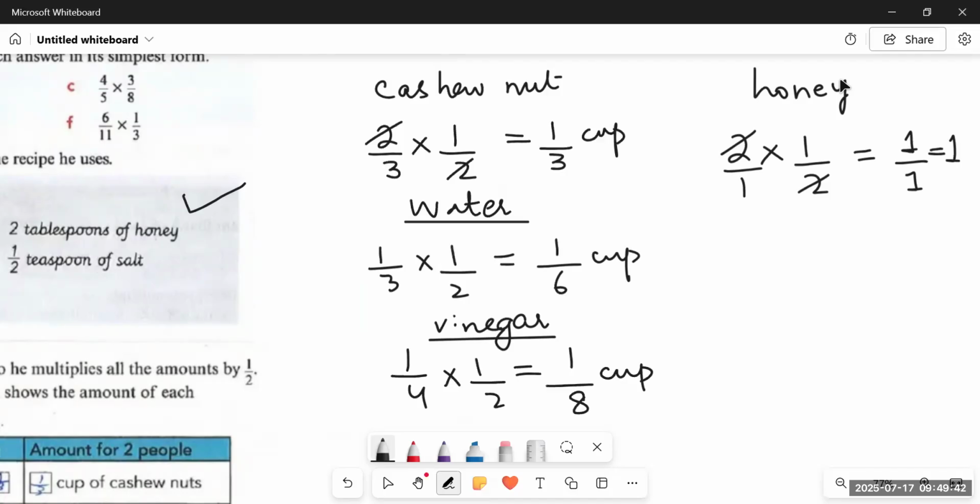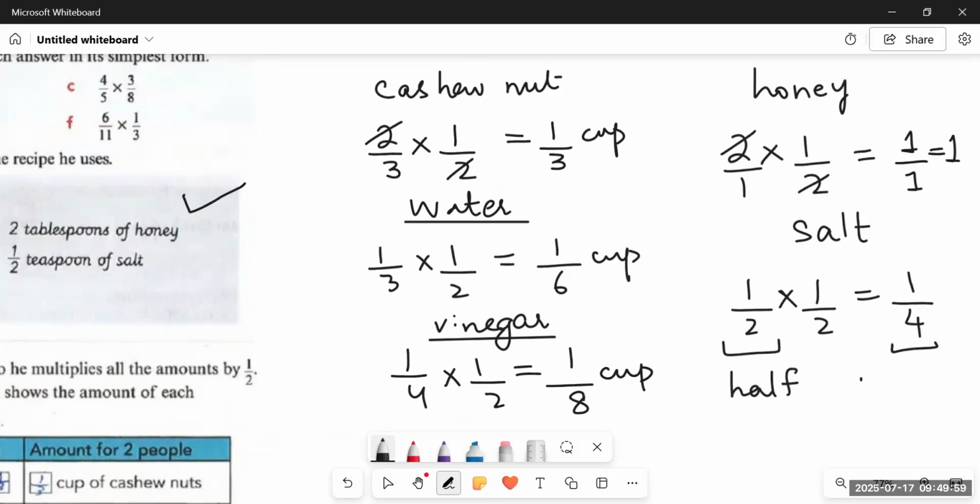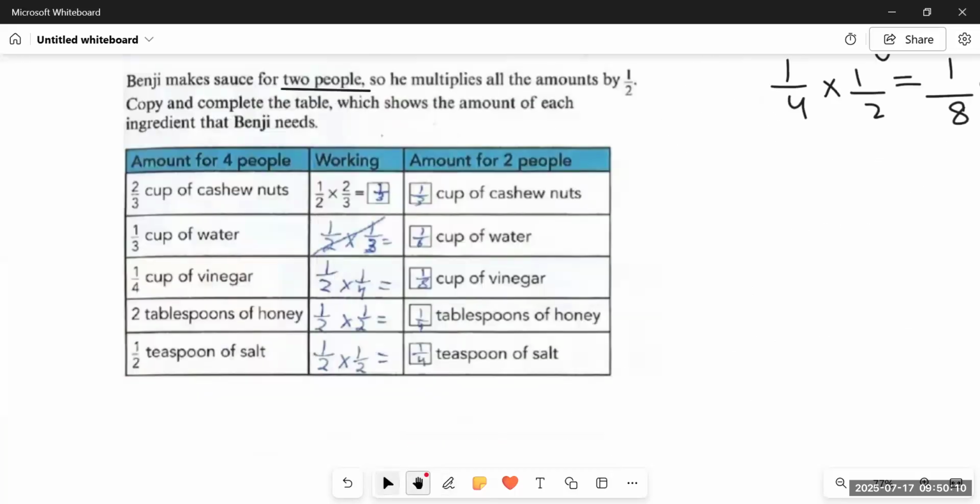What about the half of half? Of course, it is a quarter. Okay, let's see. 1 upon 2 multiplied by 1 upon 2. So it is 1 upon 4. This 1 upon 2 means half and 1 upon 4 means a quarter. Quarter means there are 4 parts in a whole. So it's 1 upon 4. So here we have completed the questions till question number 3.